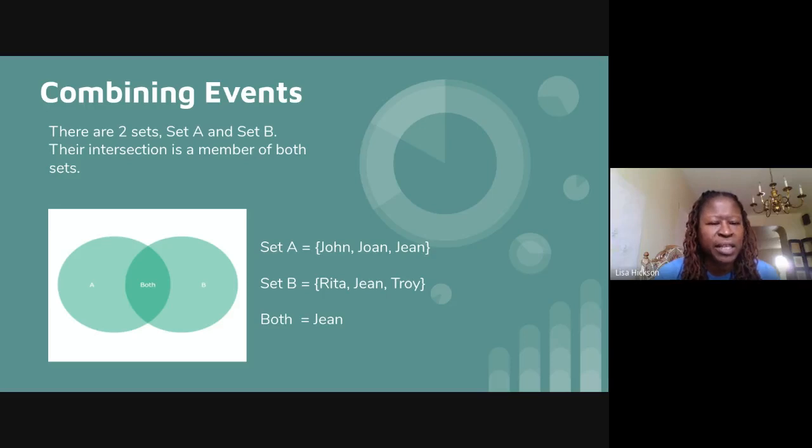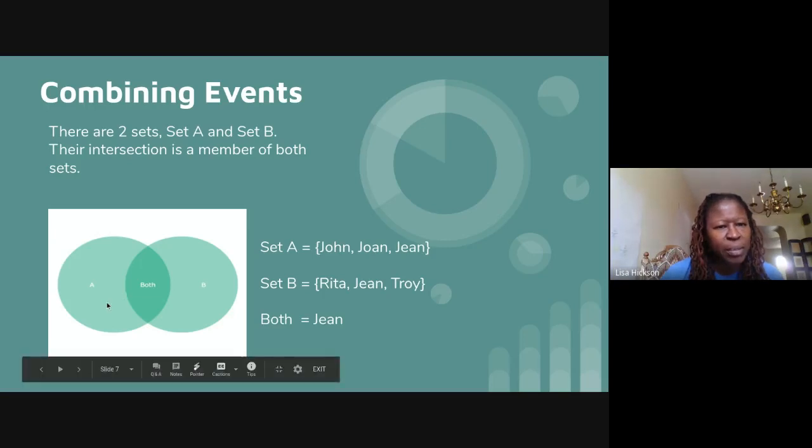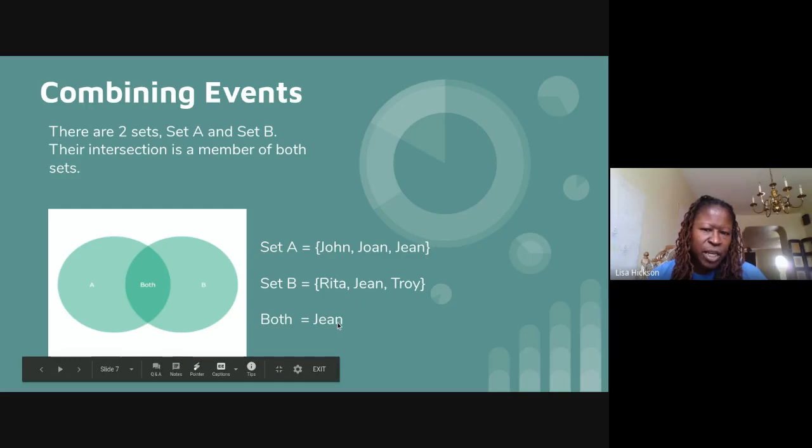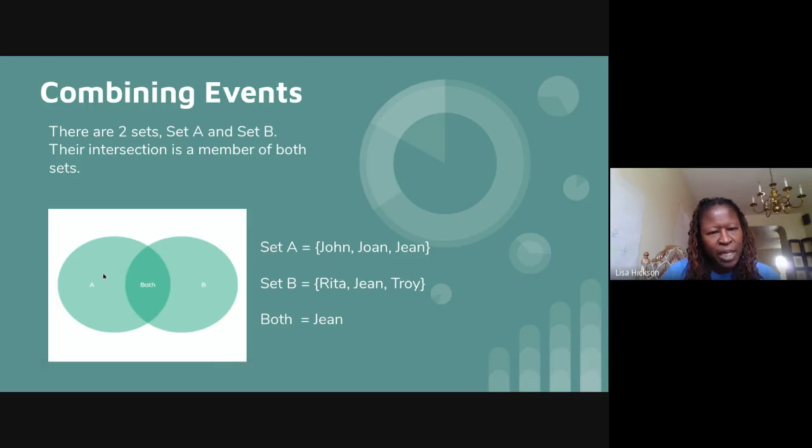Okay, so there are 2 sets, set A and set B. And again, their intersection is a member of both sets. So for us, if set A was John, Joan, and Jean, set B will be Rita, Jean, and Troy. But because Jean is in both, Jean will sit here by herself. John and Joan will be here.